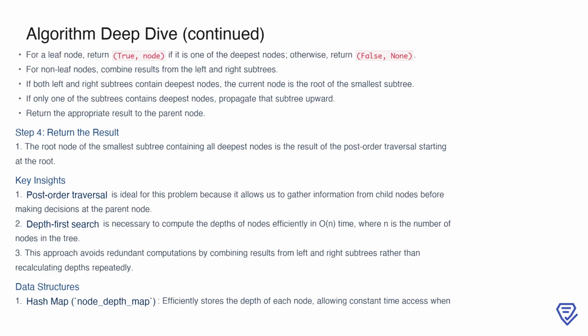At the end of this traversal, the root node of the smallest subtree containing all the deepest nodes is found. This approach works efficiently by leveraging post-order traversal, which allows us to process the child nodes first before making decisions at their parent node. Combining this with the initial depth-first search ensures that we compute node depths without redundancy.